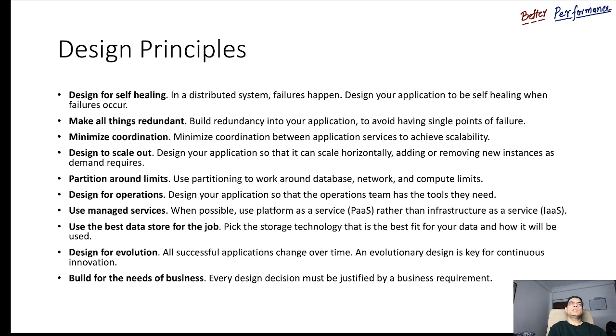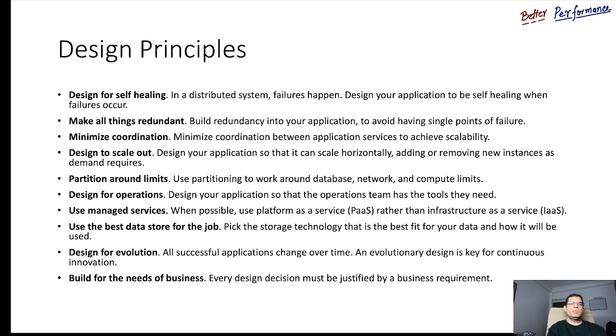There are certain design principles of microservices. Whenever we define any microservice architecture, it has a design for self-healing, where in a distributed system, if anything happens, your system should self-heal and it should work around the failure. Make all the things redundant. So whatever you are keeping in the application, it should have redundancy. Nothing should have a single point of failure.